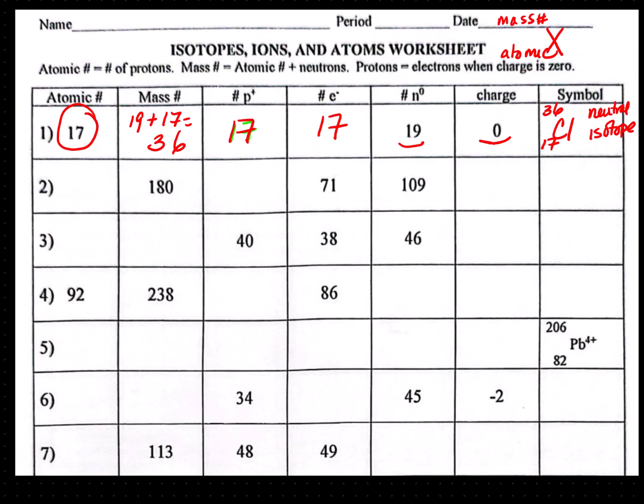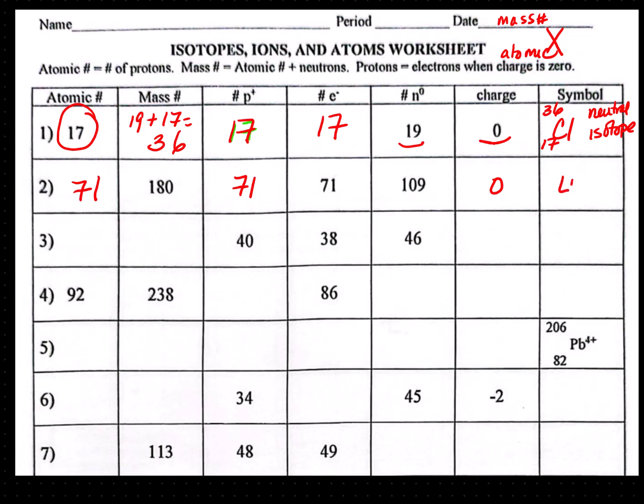Number 2, the number of electrons is given. Since nothing else is given, it must be a neutral atom. So therefore, the charge is equal to 0, and the number of protons must equal the number of electrons. Since the protons are 71, the atomic number is also 71.